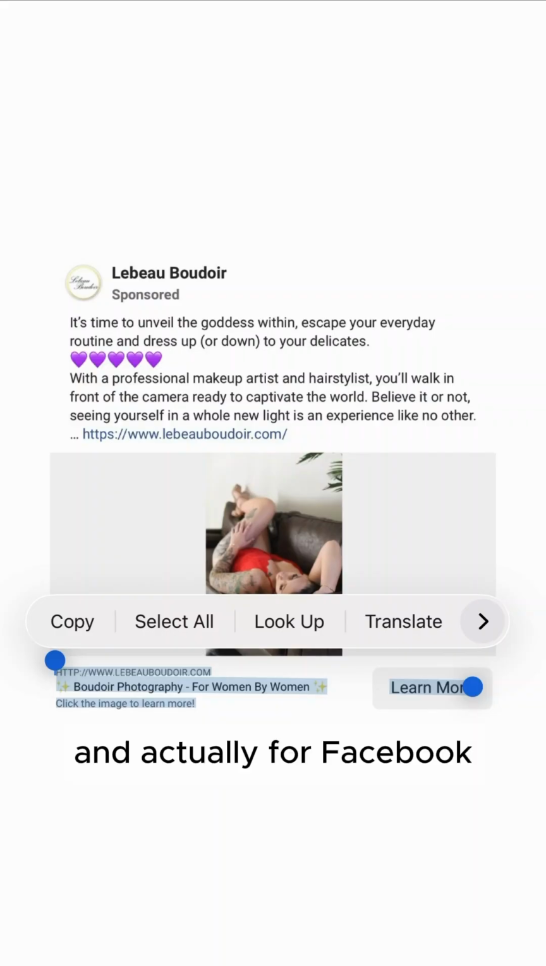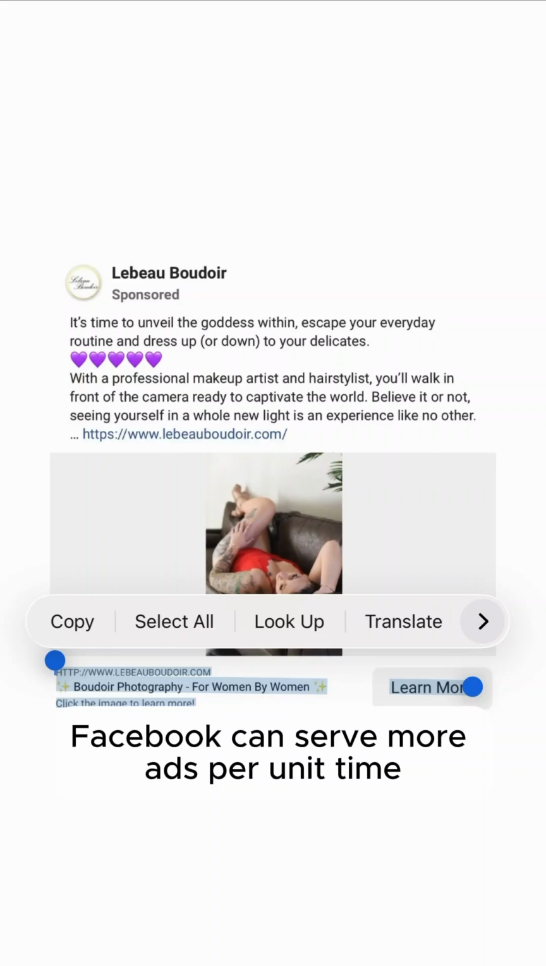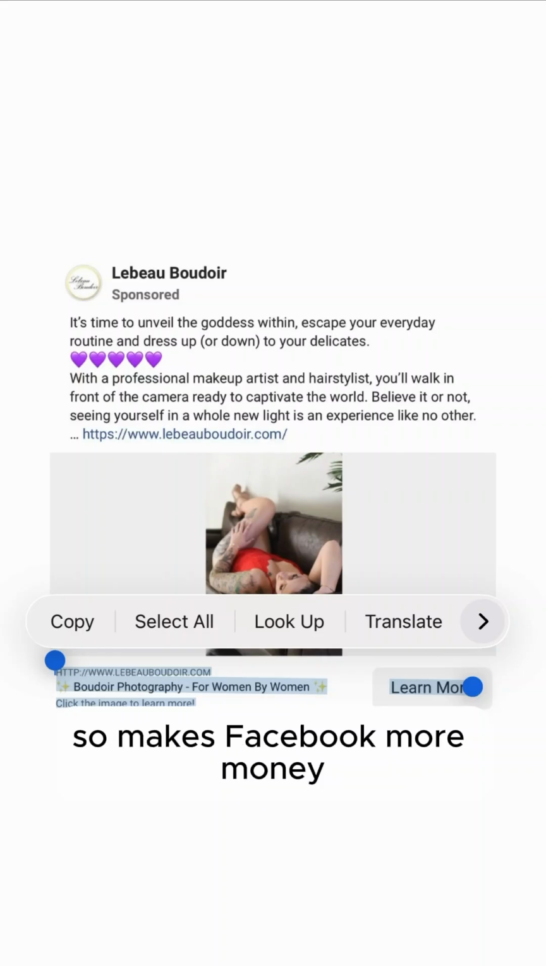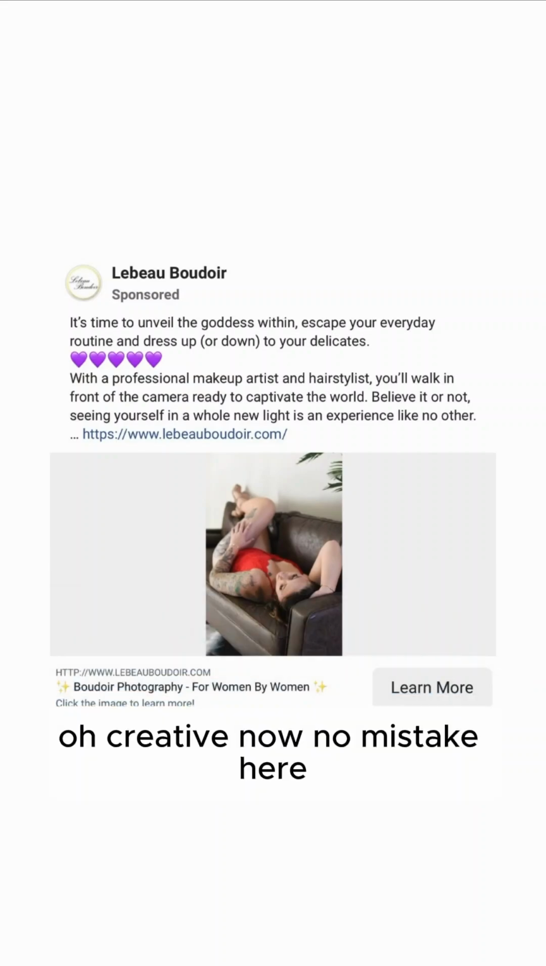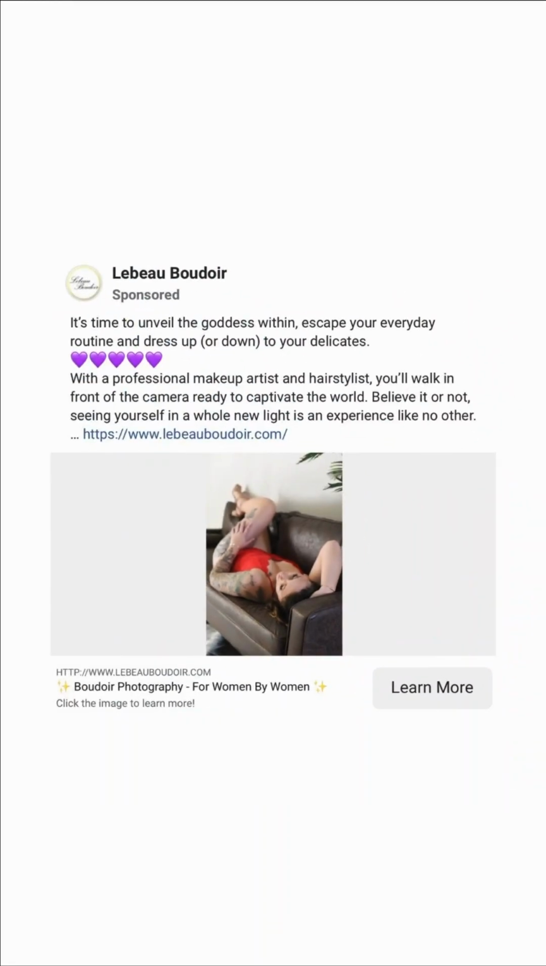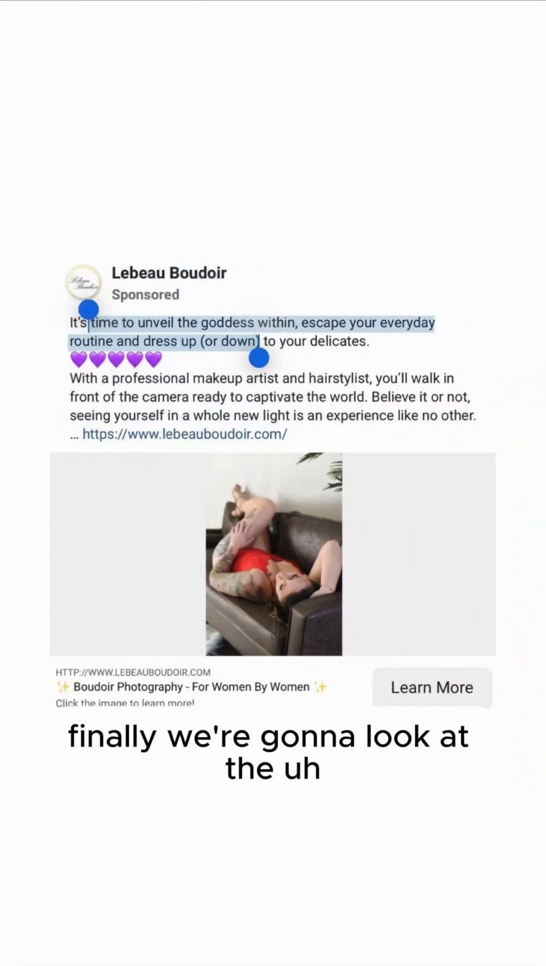And actually for Facebook, the more women that scroll by our ads per unit time, Facebook can serve more ads per unit time, so it makes Facebook more money. So it's a really, really big mistake. Creative, no mistake here.